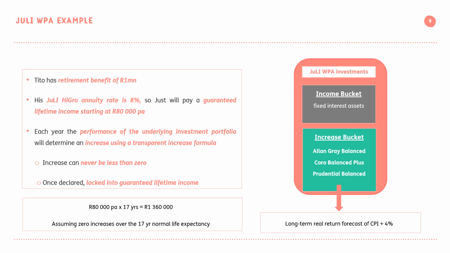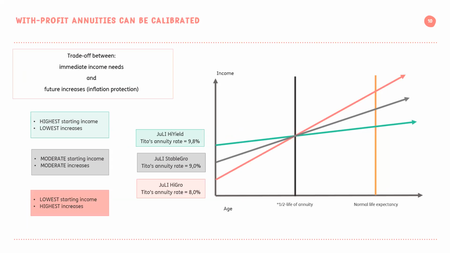And on that basis, the product was developed to conservatively target increases that are inflation and above. We also recognize that when a retiree comes to us, they might want to trade off their starting income and their future increases. So we don't box everybody into one product option. We've got 3 different product options, or calibrations, that we make available. We call them the high grow, stable grow, and high yield.